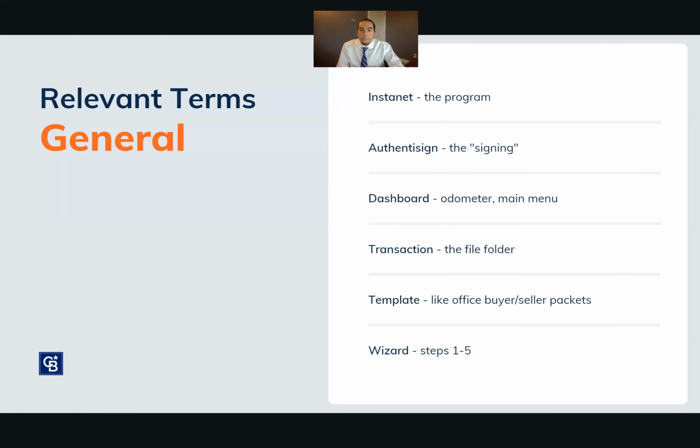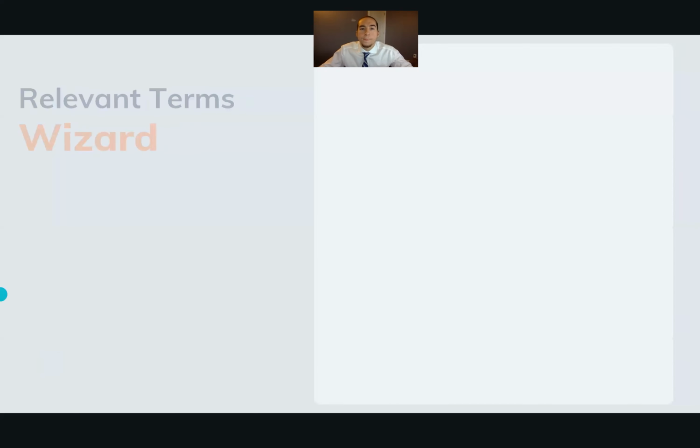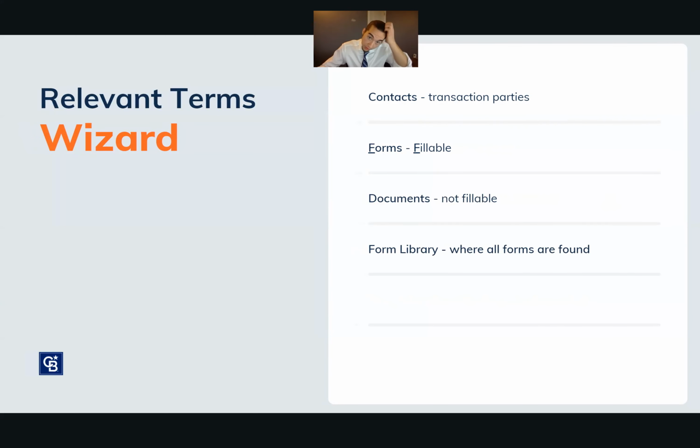A template, as we covered already, is like a folder from the office. All my paperwork is in there for me, prearranged. And the wizard we already covered is that thing that helps you fill out the transaction within Instanet. Within the wizard, there's going to be some handy verbiage like contacts. Contacts are going to be within the wizard: transaction parties. So anyone who's pertinent to 123 Main Street is what it's asking you for when it requests contacts or shows you contacts in the wizard.